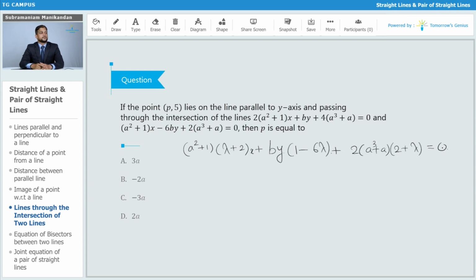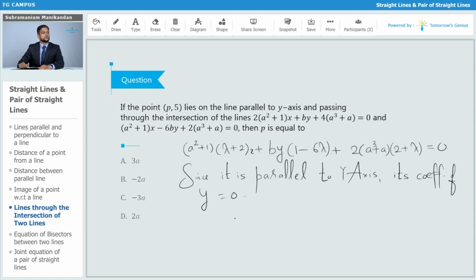So this is the general equation of a line passing through the point of intersection of those two lines. It's been given that it's parallel to the y-axis. If it is parallel to the y-axis, it will not even have a y term. The coefficient of the y term will become 0. So 1 minus 6 lambda equals 0. So you get lambda is equal to 1/6.